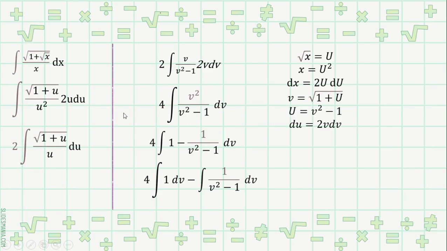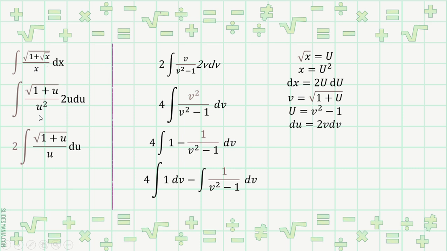The first step is we assume that root of x is u, and x will be u squared, because if we want to remove the root, we must square it. So dx will be 2u du. Why 2u du? Because x is u squared, and when we take the derivative, it will be 2u, and du is just like the derivative of u.